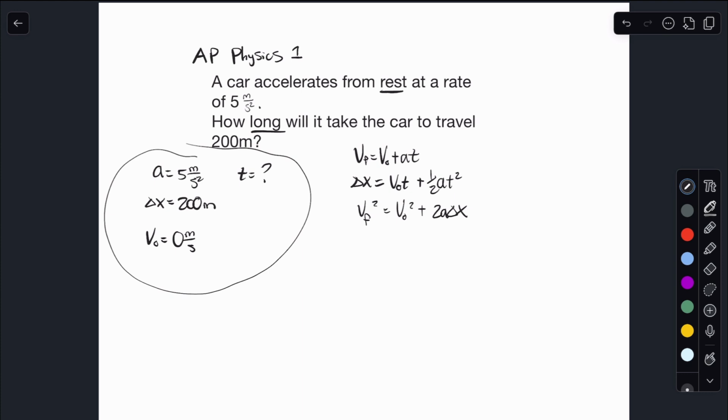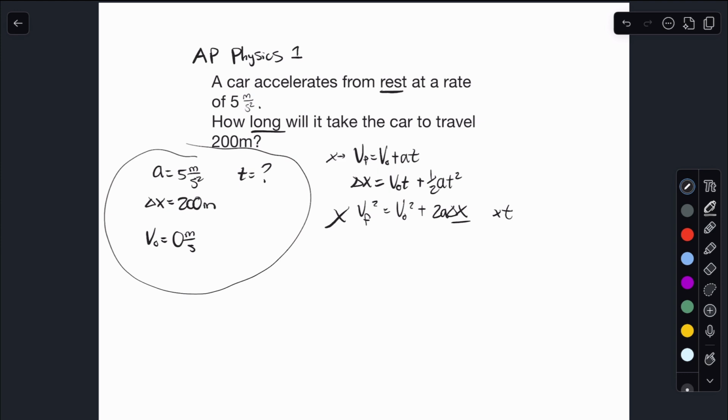And since this is a pretty basic question, it should be pretty straightforward to find the one we need. So let's look. We have delta x. Does this one have delta x? No, it does not, so we're not going to use that one. This one has delta x, but it also doesn't have t, so we're not going to use this one.